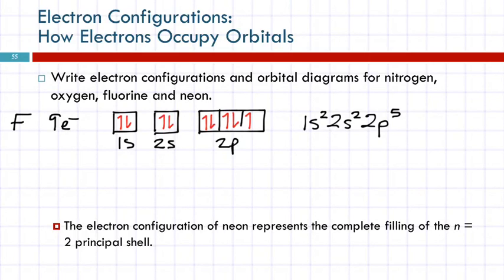Any questions? So what about neon? Neon has 1 more electron, right? So let's make this neon instead. Neon has 10 electrons. Well, is it really that much different? No, we just stick 1 more electron in there. And then instead of a 5 here, it's a 6. That's it.